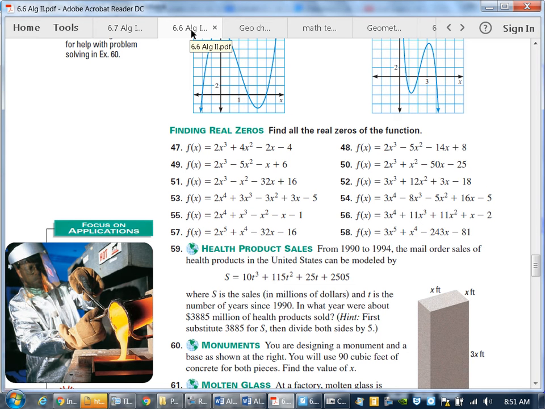What's up? Calculator or no calculator? Yes, calculator. A little bit of a mix. If we have to do this part, will that be calculated? What do you think? No.